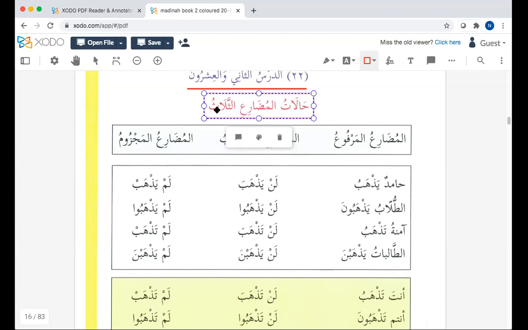Because if you said al-thalathi, then al-thalath becomes a na'at of al-mudari'. So that's not what's intended. What's intended is the halat, al-halatu al-thalathu. Okay? What are al-halat al-thalath? They are al-marfu', al-mansub, al-majzoom. That is what is intended by halat al-mudari' al-thalath.